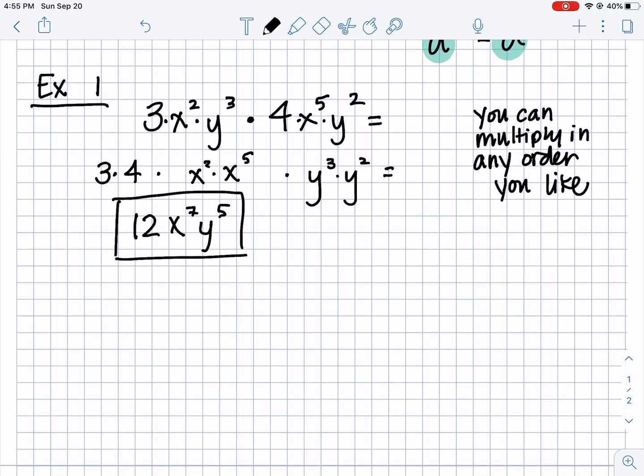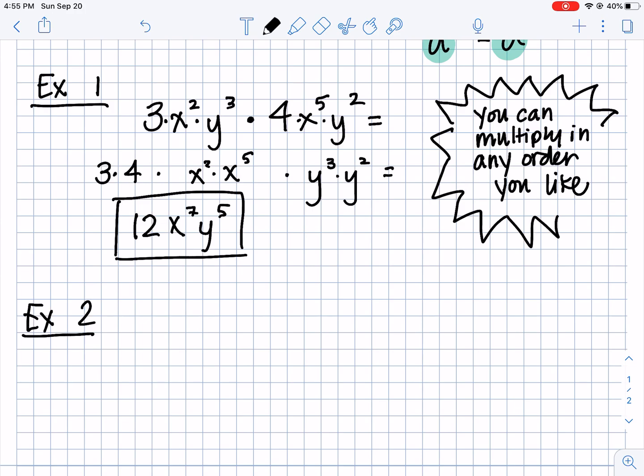Okay, let's look at another example problem and make sure that you are pausing the video and writing stuff down as you need to. And maybe I'll make this like a big thing so that we remember this is a really important property of mathematics. Okay, example 2.